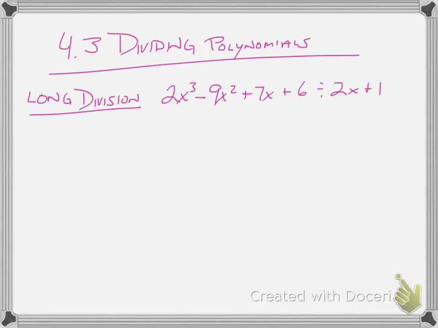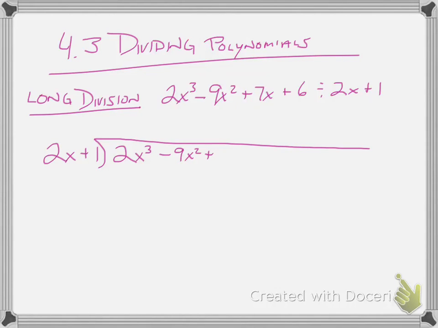Okay, we're going to do a quick review of dividing polynomials, and first we're going to be doing long division. So I have this cubic being divided by the linear, so I'm going to write it out in the long division form. The 2x plus 1 is my divisor, that's the one I'm dividing by. The cubic is my dividend. I'm going to refer to those terms throughout it.